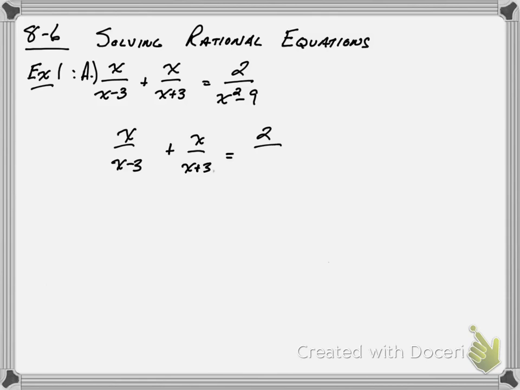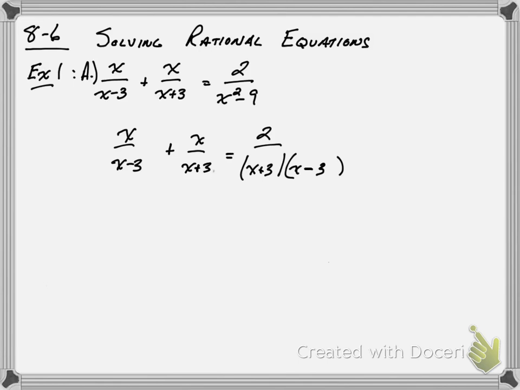equals 2 over, again, difference of perfect squares, x plus 3, x minus 3. Square at the front, square at the back, that's what you get. Okay. Now, what you're going to do is multiply by the common denominator to all these fractions. So what I do is I look to see what everything has and go from there.